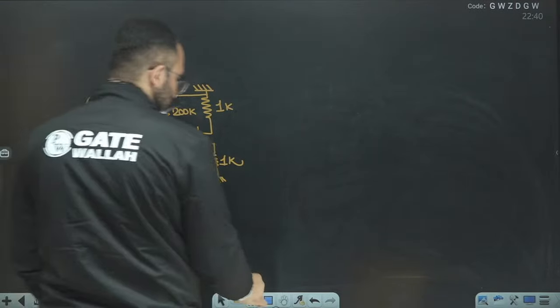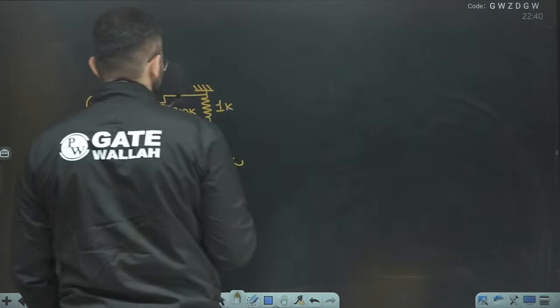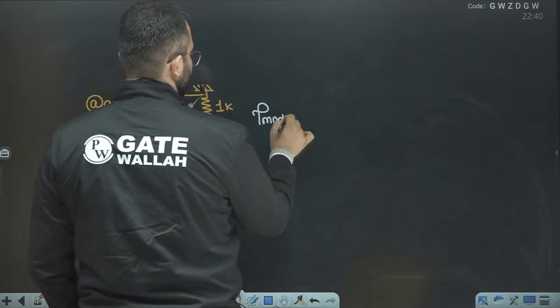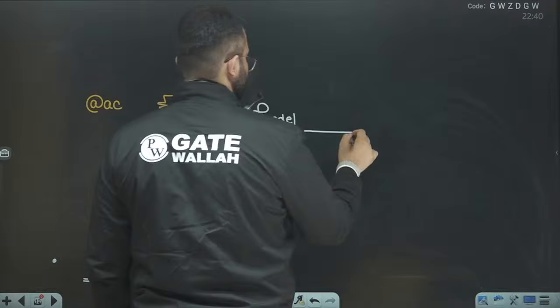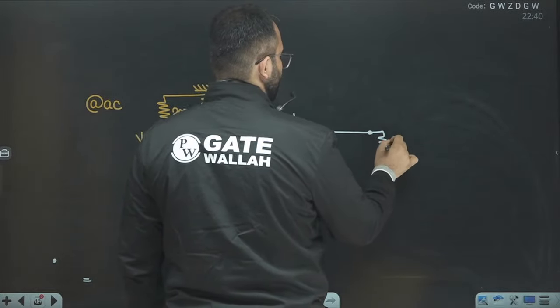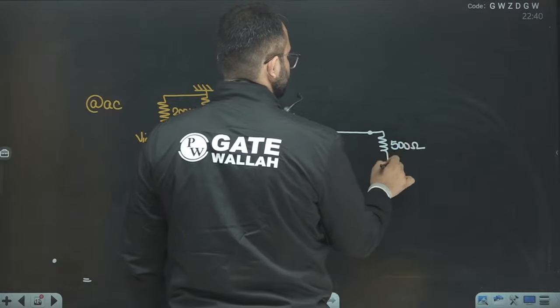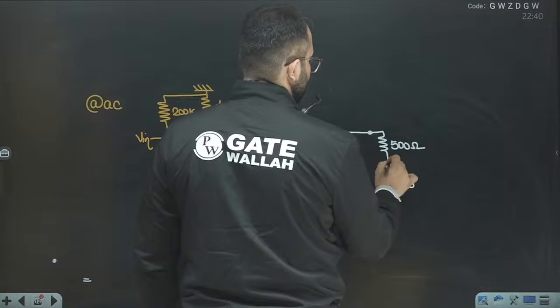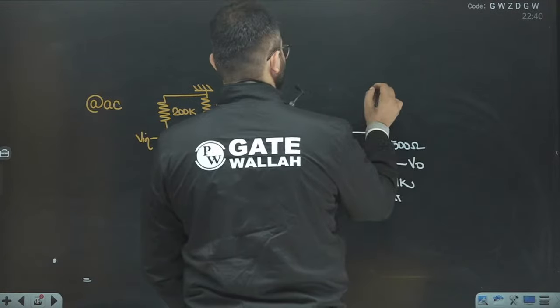Now we'll draw the T model. We'll draw the T model, and we can see that this is your gate terminal. This is your 1 upon GM, that is 500 ohms. Here we have 1 kilo ohm. This is your output voltage.